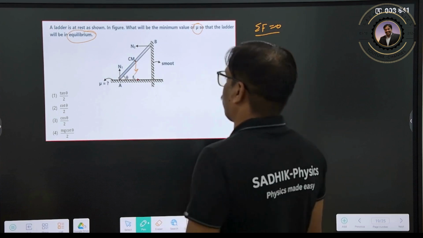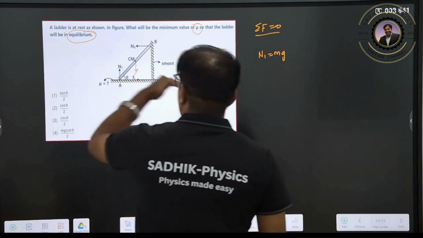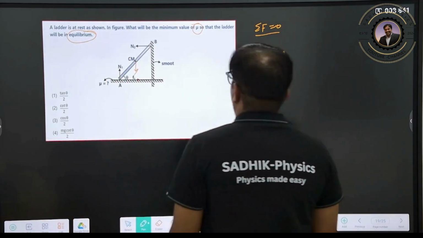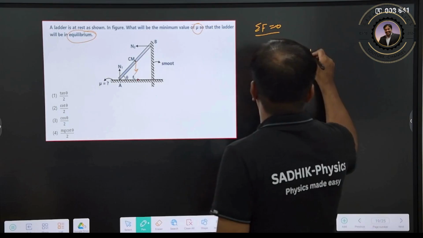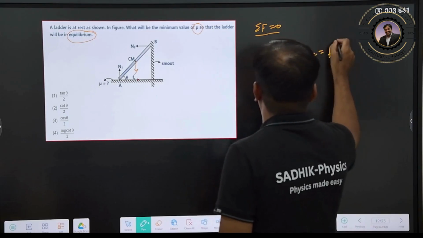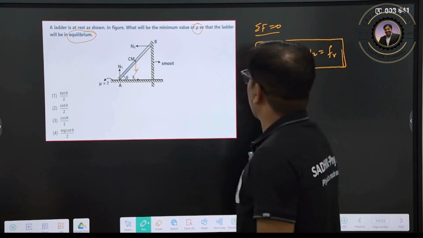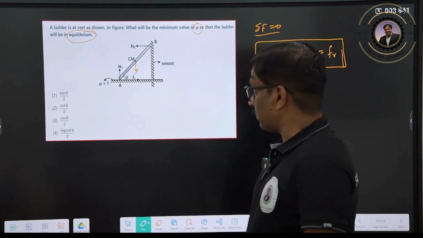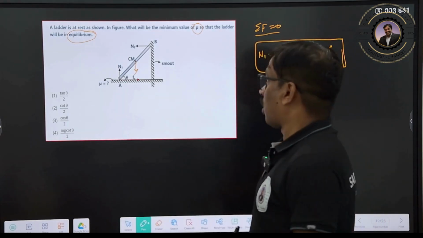And what are the horizontal forces now? This side force is nothing but a frictional force, and this side force is nothing but the N2 force. So N2 should be equal to the frictional force, clear? So first we got the balancing of the forces. Now we have to balance the torques.